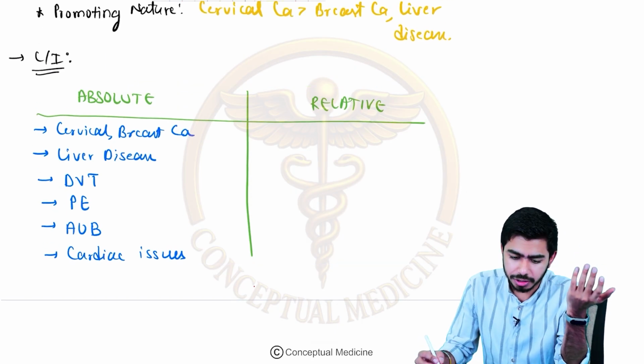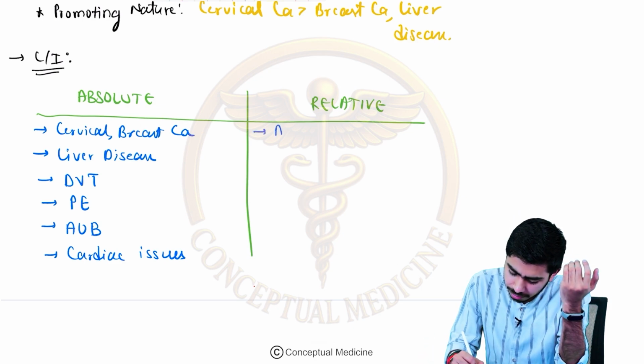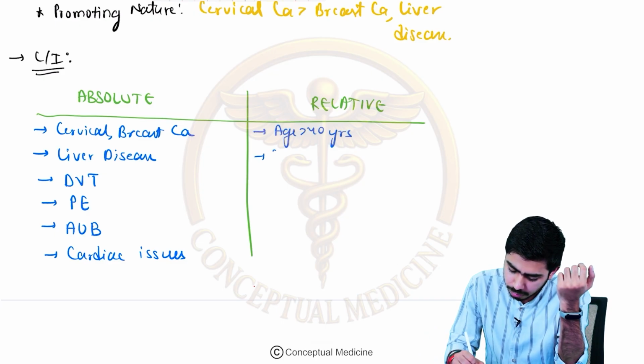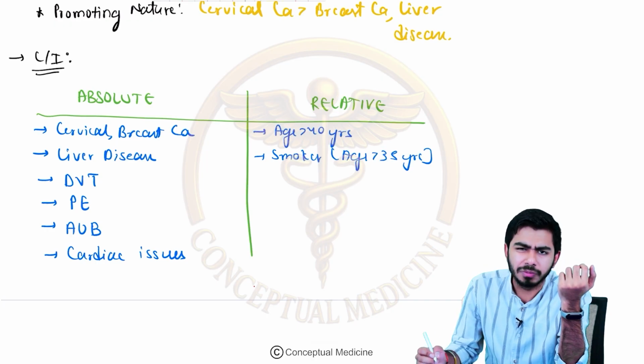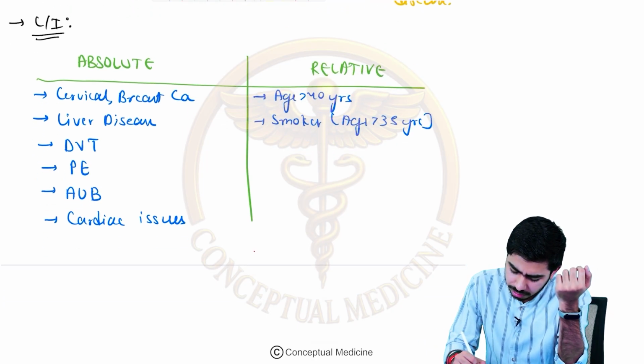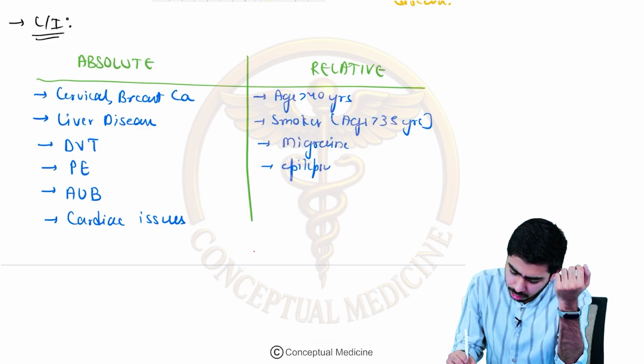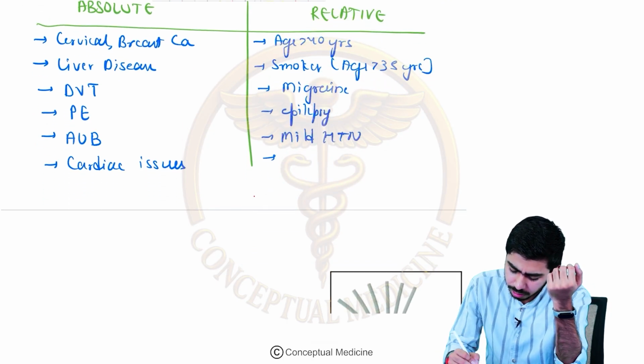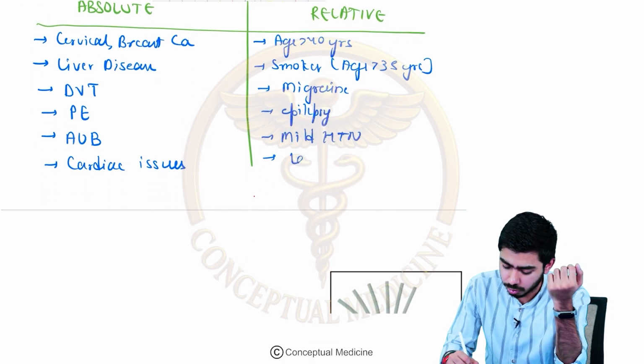What will be the relative contraindications? In the relative contraindications, if the female's age is more than 40 years, or if she is a smoker and her age is more than 35 years, we will not give these pills. Then, if a patient has migraine, epilepsy, or mild to moderate hypertension, or if a patient is on lactation.